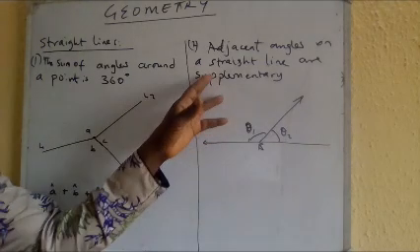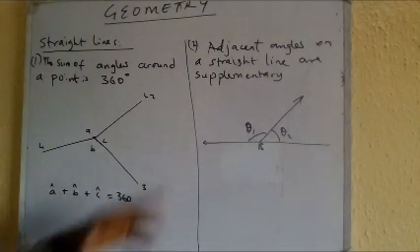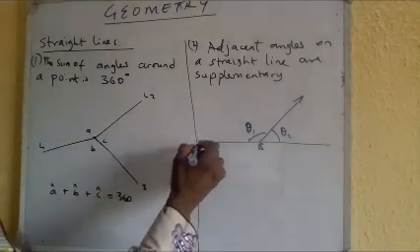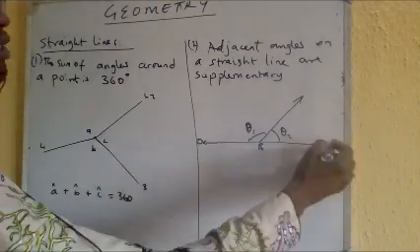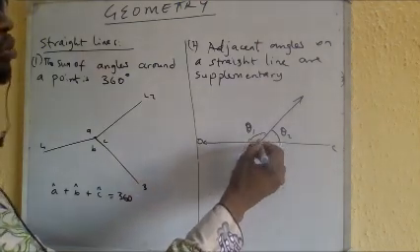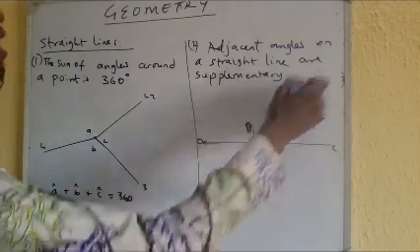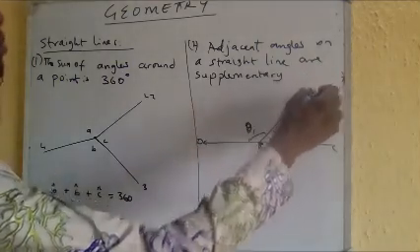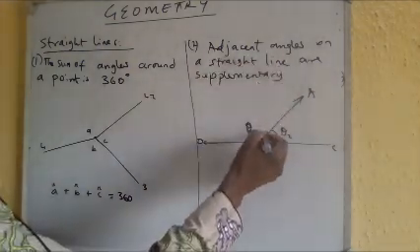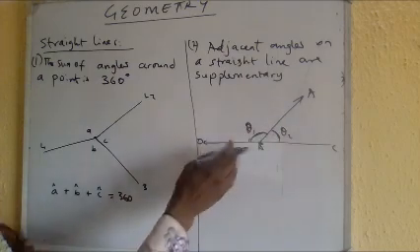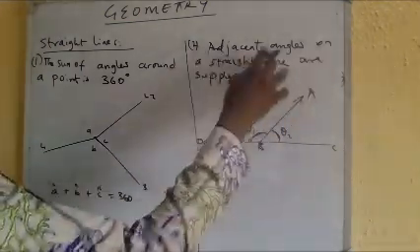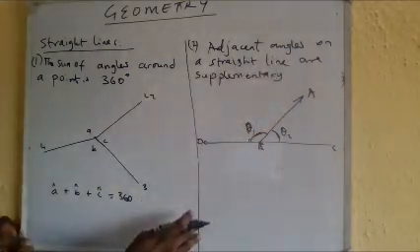Now, if you look at this one, it says adjacent angles on a straight line are supplementary. So this is a straight line, let's say straight line OBC. There's a point on B where you have another line going towards maybe A. Adjacent angles means this and this. They are looking at themselves, separated by this line. Understand? So adjacent angles on a straight line are supplementary.